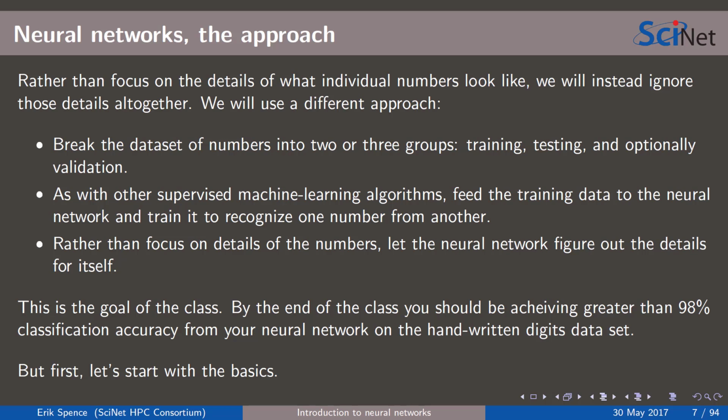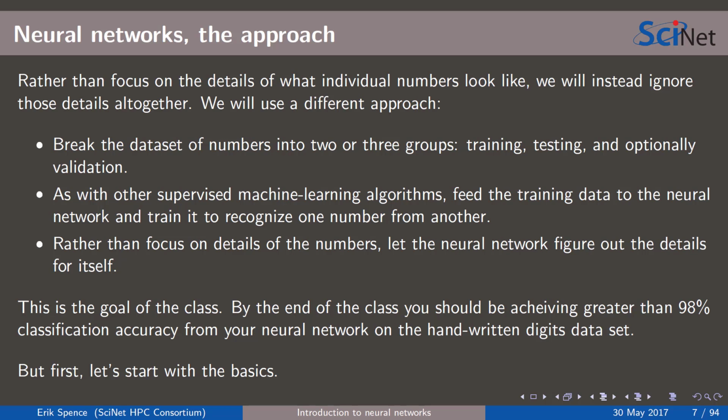Okay? Rather than focusing on the details, we're going to ignore the details. The neural network will worry about the details. We're not going to worry about it. Okay? That's the goal of today. All right? By the end of the class, you should be getting over 98% classification accuracy on the MNIST data set, the data set of handwritten digits.